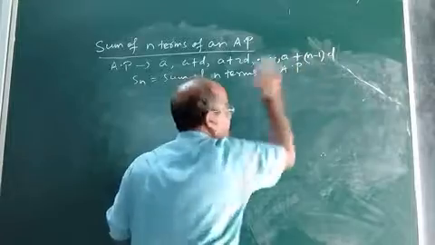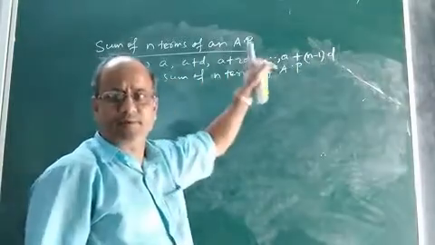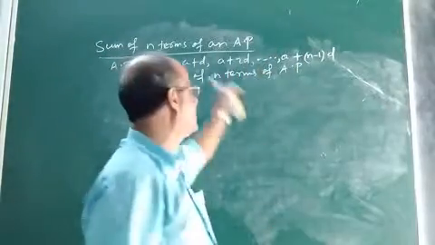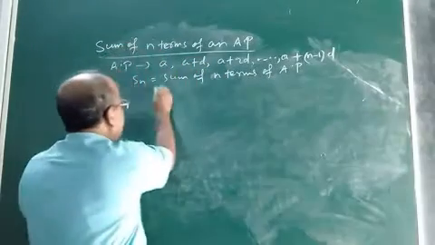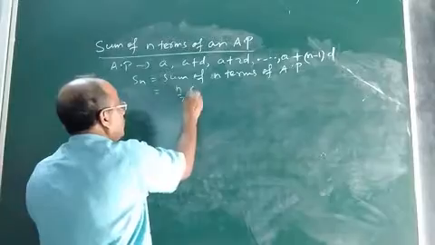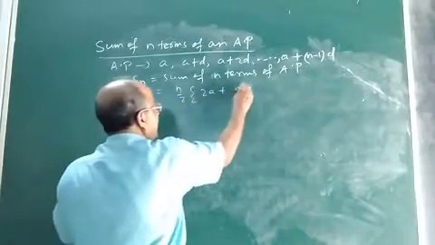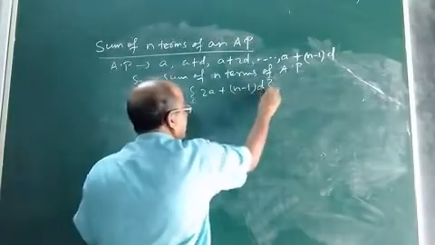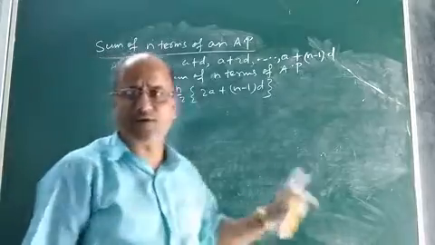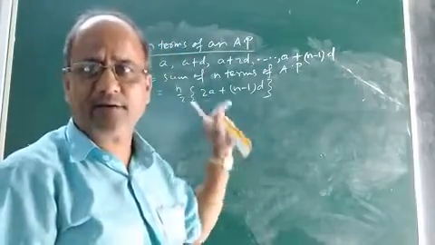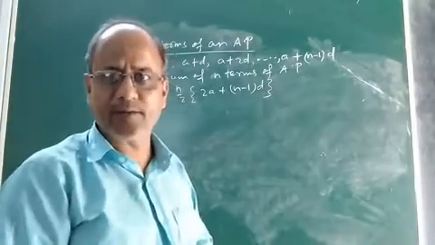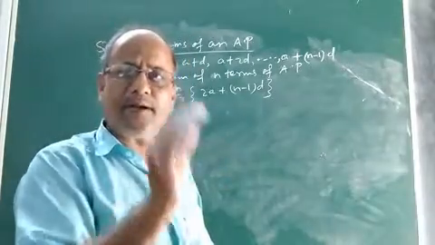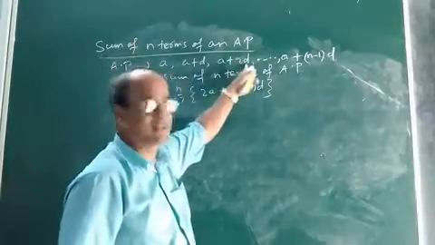Now, if this is the given AP having n terms, what will be the sum of all these n terms? It will be equal to n by 2 into 2a plus n minus 1 into d. This is the formula to find the sum of n terms of an AP. Then from where did this formula come? Let us prove it.